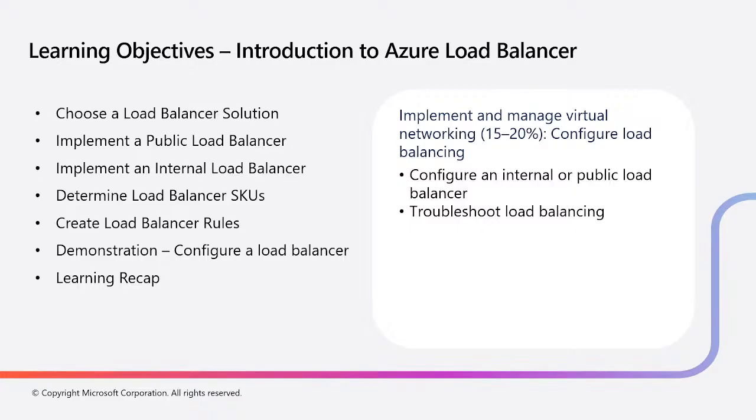Then we look at how to determine the load balancer SKU, depending on what you're looking for. Sometimes, like I said, SKU might be in terms of size for some of those resources. Sometimes it might be the capabilities; some of them might be premium, standard, and the like. But depending on the kind of SKU we're looking for, it all depends on what we are trying to achieve. Then how do we create a load balancer rule?